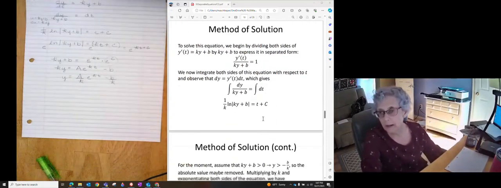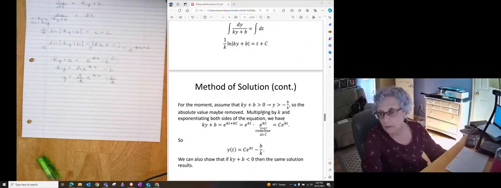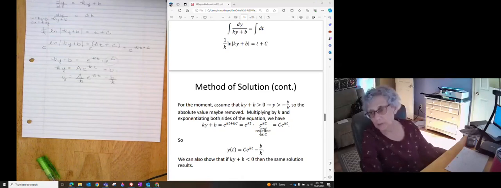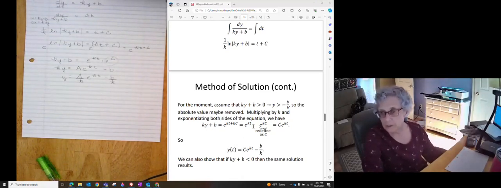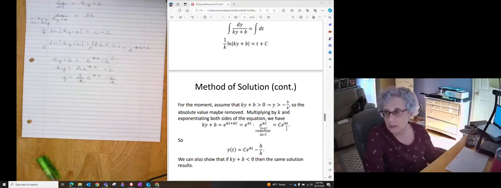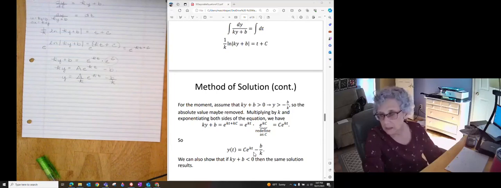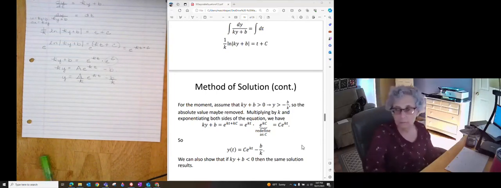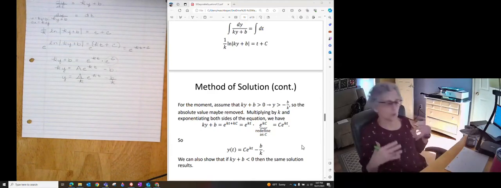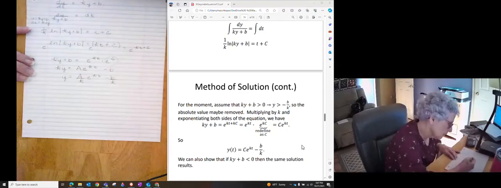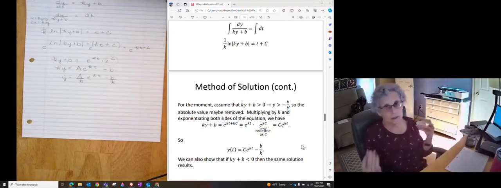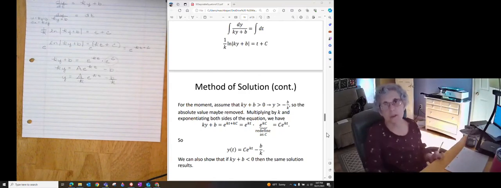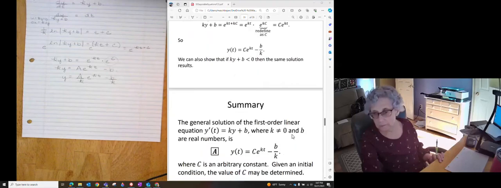So let's compare. I have 1 over k, so I end up with, we redefined that as c, so y is equal to some constant times e to the kt minus b over k. Now, we can get rid of those absolute values just by absorbing it into the constant.